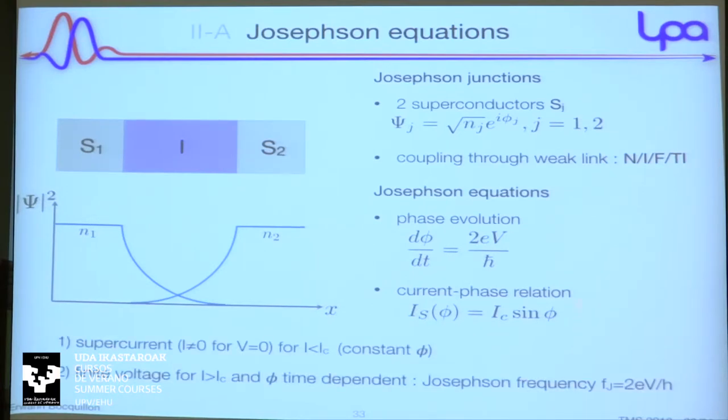On the opposite, when you want to push the current further than this critical current, then you immediately see that there's no solution for which phi is constant. But you can find easily a solution, which is that d phi dt, the voltage, is a constant, which means that phi evolves linearly with time, which means that you have an oscillating current. And this current oscillates at a frequency which is given by 2eV over h, which is called the Josephson frequency. And this is the so-called AC Josephson effect. So you have these two regimes, and I will try to show you how these two equations are modified in the case of a topological Josephson junction.